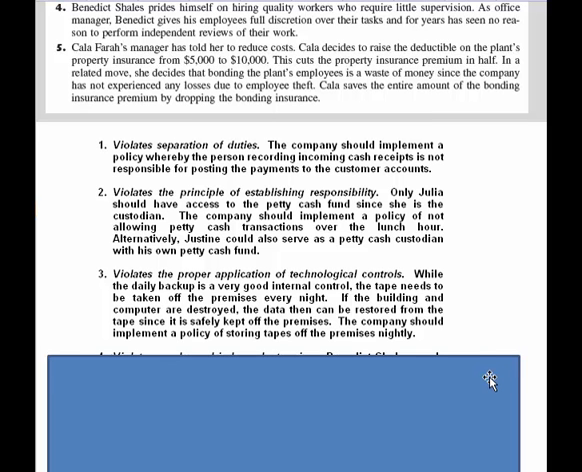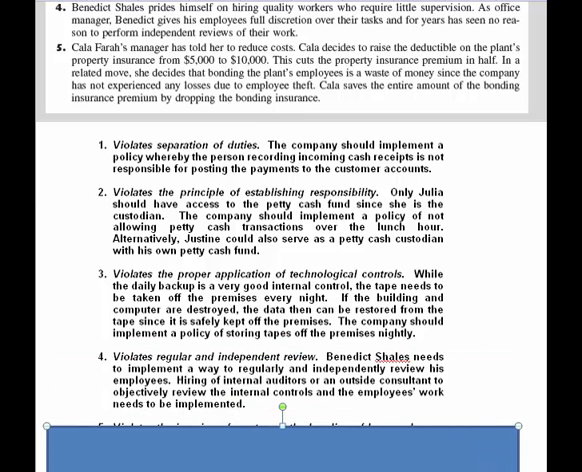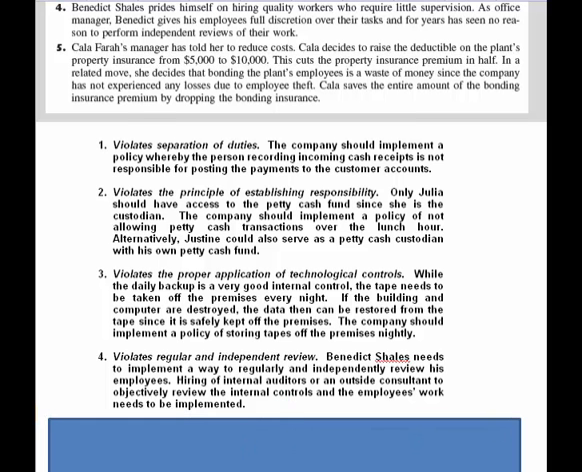Benedict Shales prides himself on hiring quality workers who require little supervision. As office manager, Benedict gives his employees full discretion over their tasks and for years has seen no reason to perform independent reviews of their work. Okay, so if we slide this down, what we uncover is that this violates the principle of having regular and independent reviews. Benedict Shales needs to implement a way to regularly and independently review his employees.